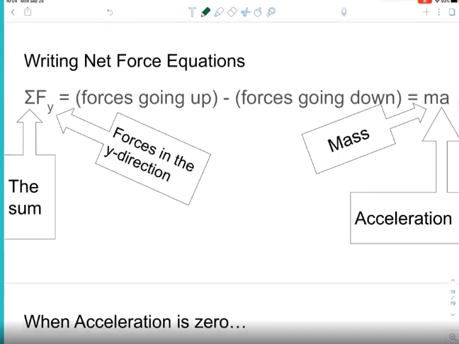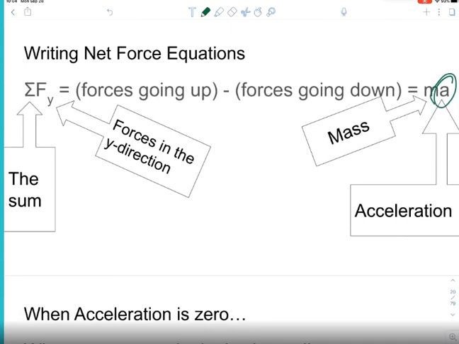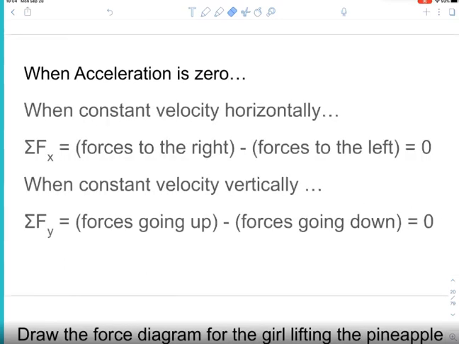When acceleration is 0, which means this is when you have a constant horizontal velocity or a constant vertical velocity. So it still equals ma, but when the acceleration is 0, mass times 0 will equal 0.